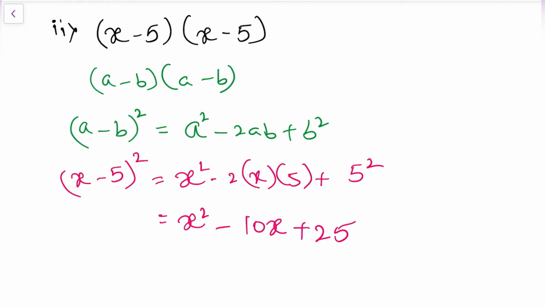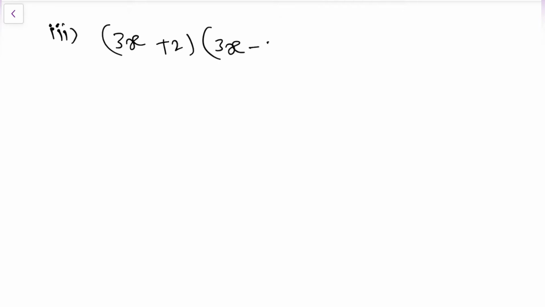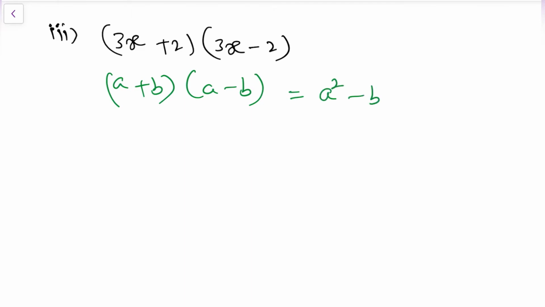Let us check the third question. 3x plus 2 into 3x minus 2. This 3x plus 2 into 3x minus 2 is in the form of a plus b into a minus b. A plus b into a minus b is nothing but a square minus b square.